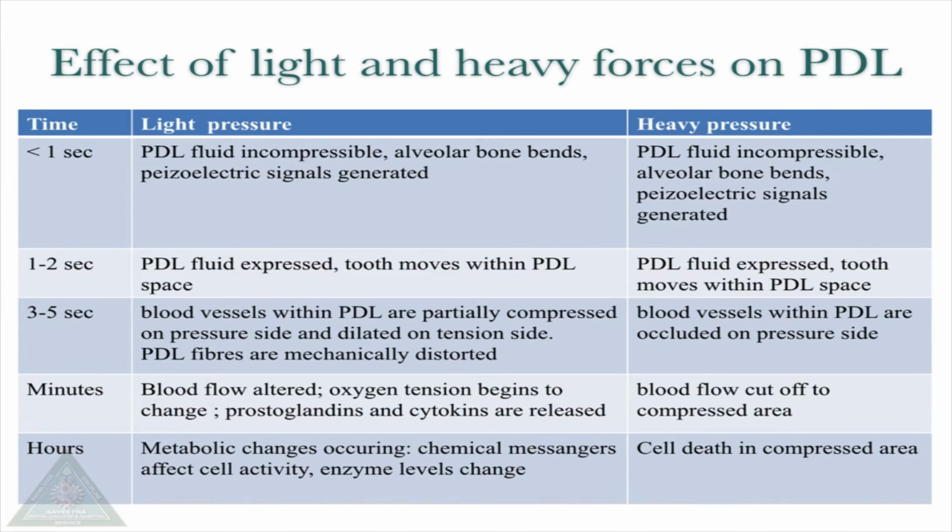Within minutes, the blood flow is altered, oxygen tension begins to change, and the prostaglandins and cytokines are released in case of light pressure. In case of heavy pressure, the blood flow is cut off to the compressed area. Within hours, metabolic changes occur, the chemical messengers affect cell activity, and the enzyme levels change in case of light pressure. Cell death occurs in the compressed area in case of heavy pressure.